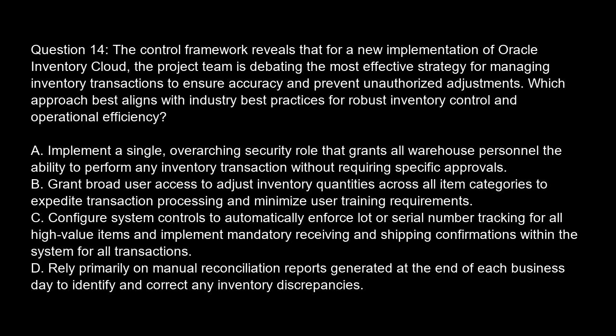Option C. Configure system controls to automatically enforce lot or serial number tracking for all high-value items and implement mandatory receiving and shipping confirmations within the system for all transactions. Option D. Rely primarily on manual reconciliation reports generated at the end of each business day to identify and correct any inventory discrepancies.